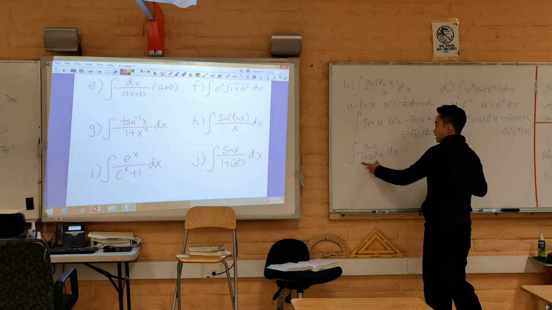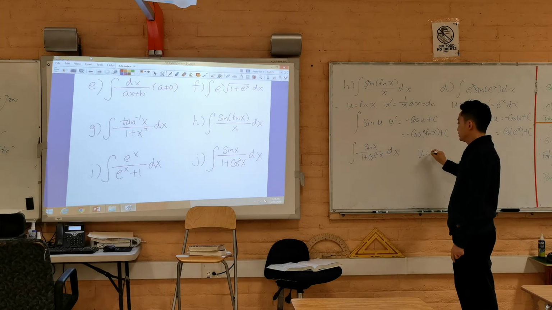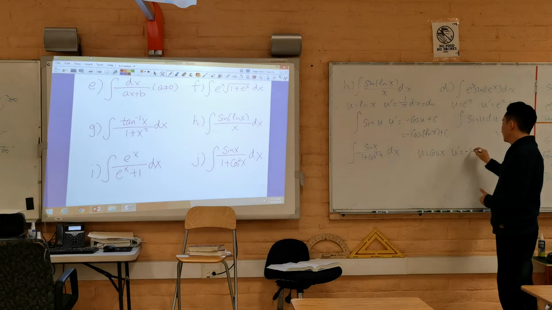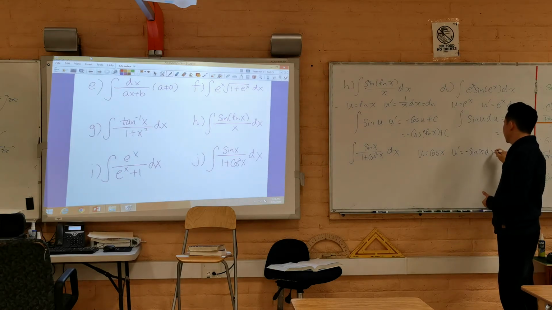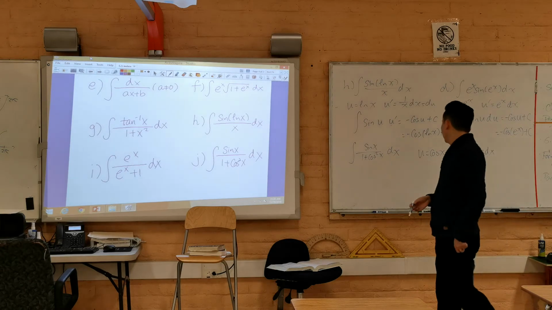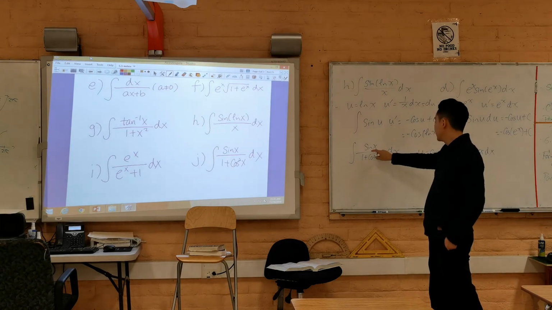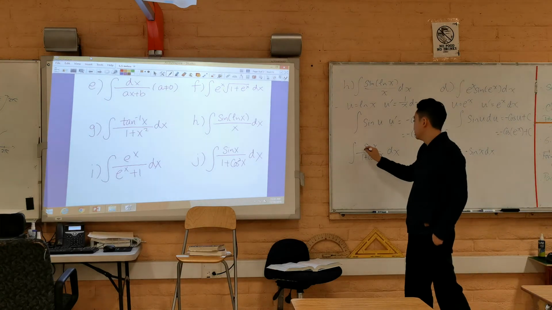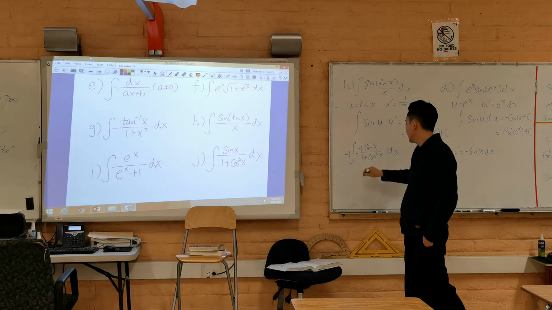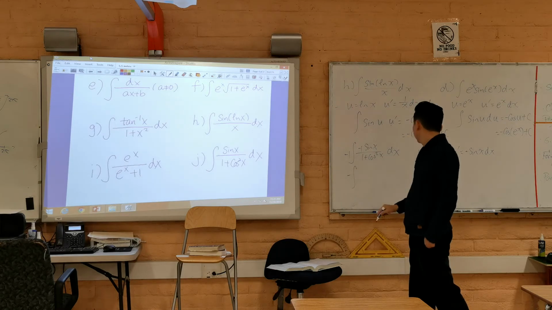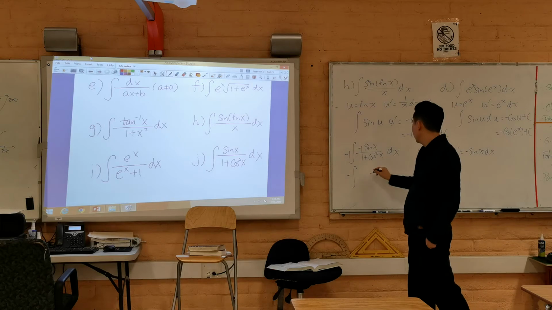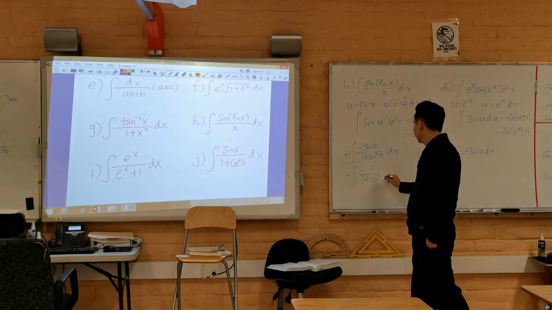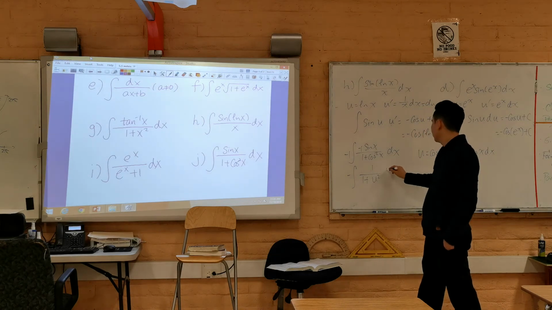So instead of using this whole thing as u, we're using u as cosine of x. So u prime is negative sine x dx. Again, for u prime, we have sine of x given already, dx is also given, but the thing that's missing is negative 1. So make up negative 1 here, multiplied by negative 1 outside. So we got negative, and then 1 over 1 plus u squared, and then u prime.